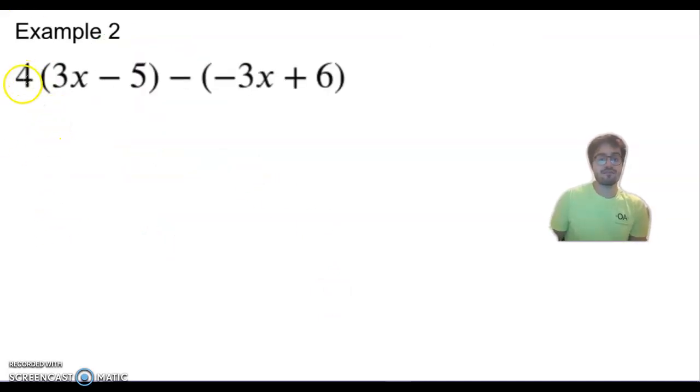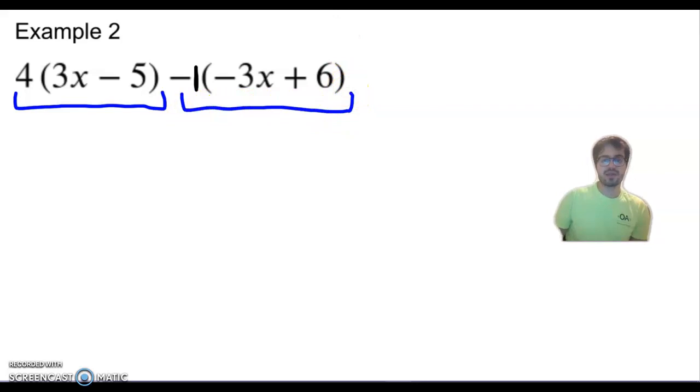Notice here I have 4 times 3x minus 5 minus -3x plus 6. This minus in front of the parentheses, that technically means I have an invisible one. So here I have two sets of multiplication I have to do. I have to do this one, and then I have to do this one. Let's start with this, and here I'll change colors so you can see.